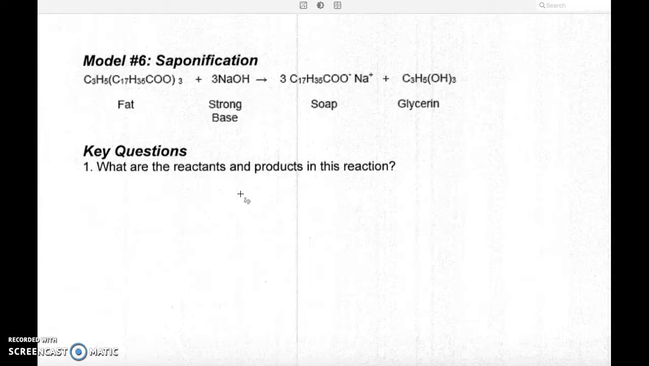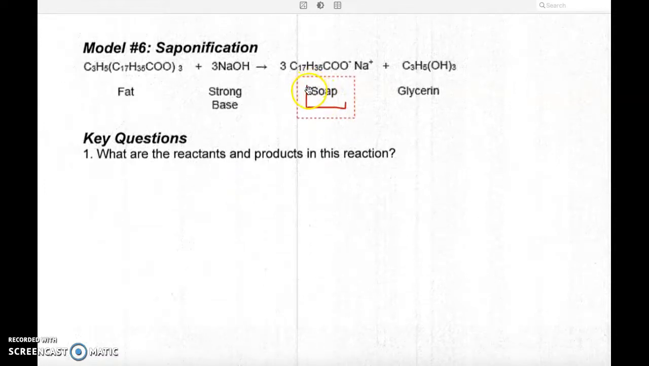So to create a saponification reaction, you need to have a fat. Fat just needs to be any type of fat. You need to have a fat and a strong base. And what you're going to essentially create is soap. So just like esterification produces esters, saponification produces soap. Right? So our reactants are fat and a strong base, and our products would be soap and glycerin.